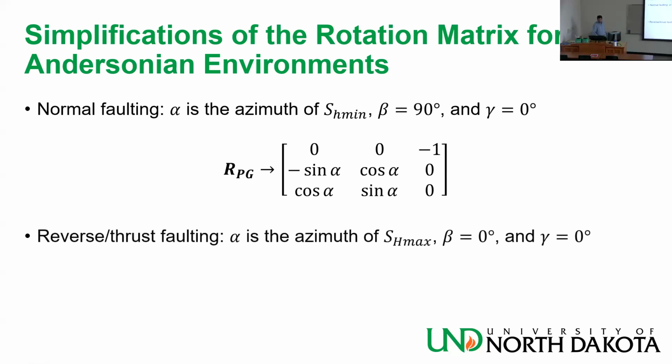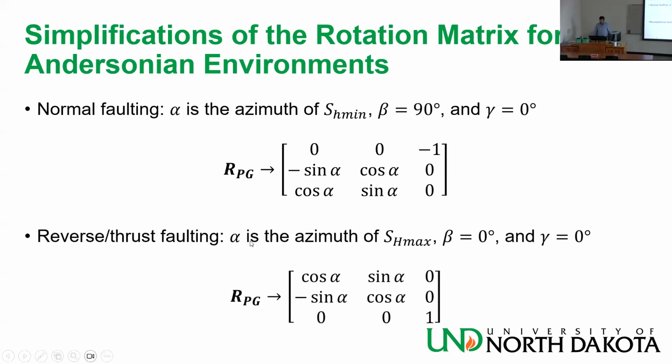For reverse faulting, alpha becomes the azimuth of SH max, beta becomes 0, and gamma also becomes 0. So the RPG simplifies to this version. Of course, I have cos alpha, I have sine alpha, and everywhere else I have 0 and 1. Sort of like the one above it, but of course they are not the same matrices. This is a much easier matrix to deal with.